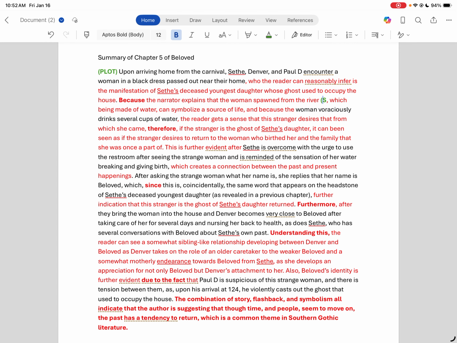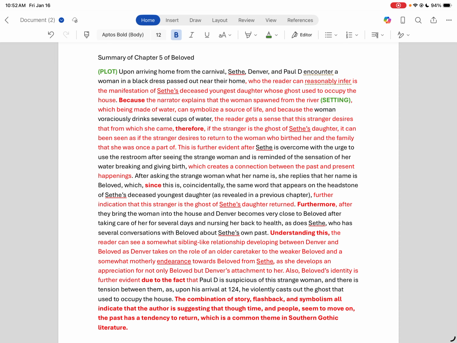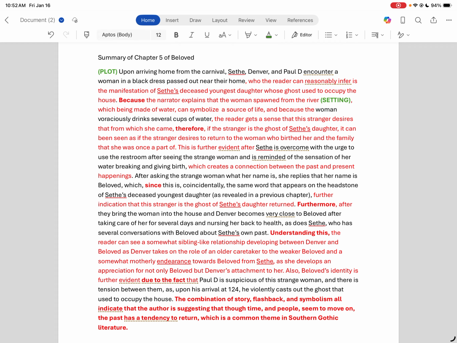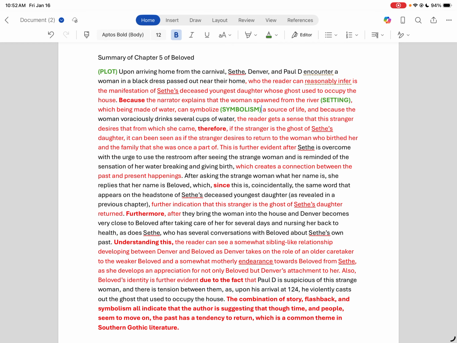Here we have setting. We've discussed setting, okay? And we use the word symbolize here. So if I use the word symbolize, I know I'm talking about symbolism. So I'm gonna put symbolism here. So it symbolizes a source of life, okay?